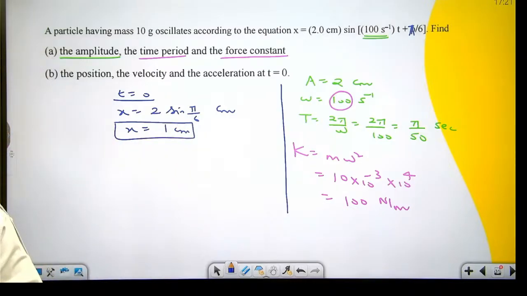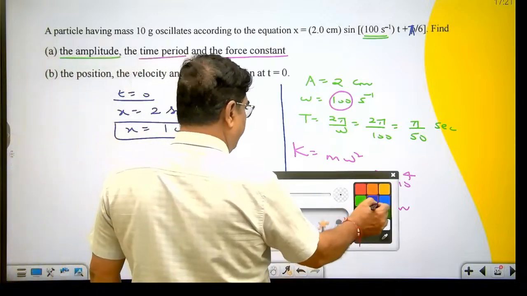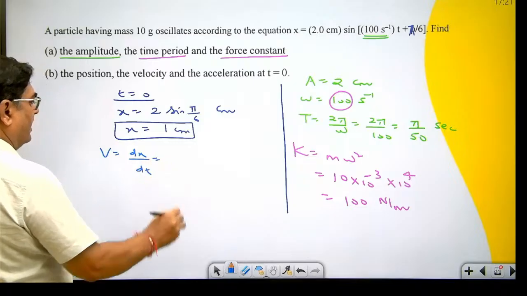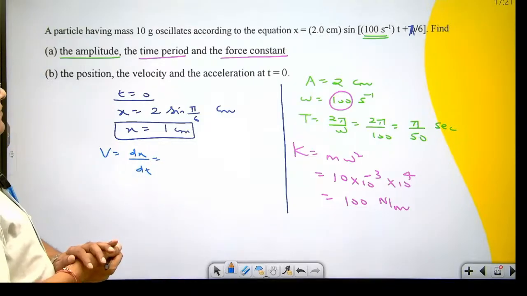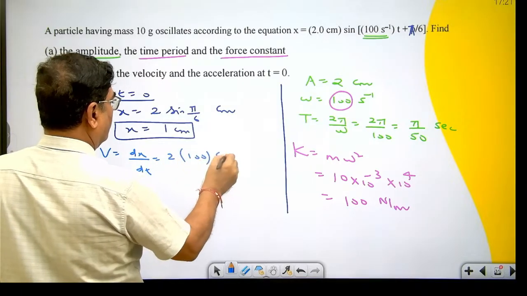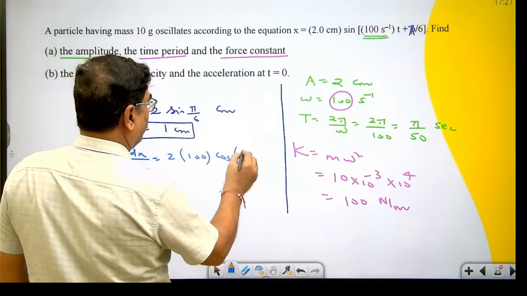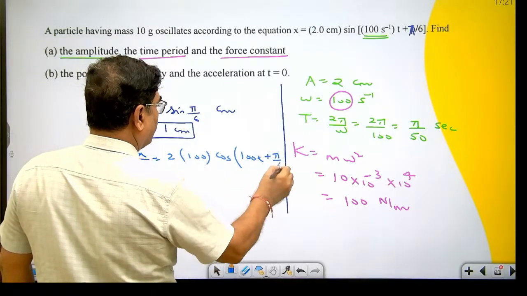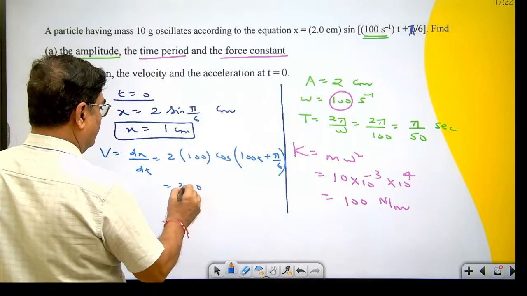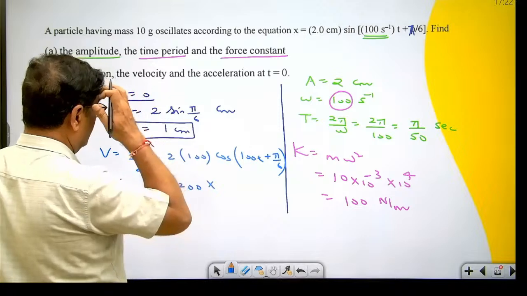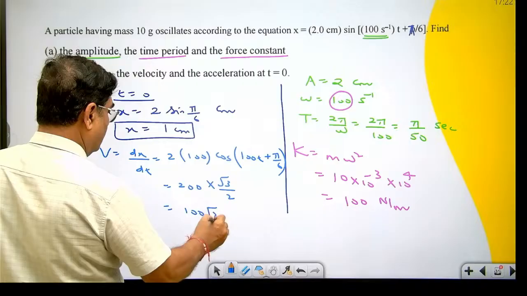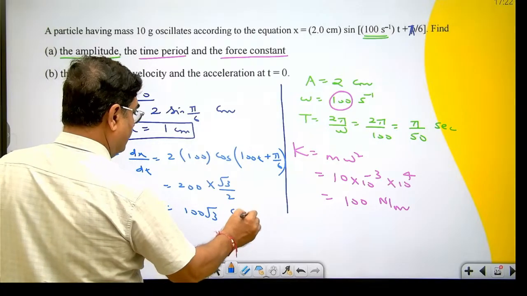And now velocity. Differentiate the equation of the position. V equal to dx upon dt. After differentiating the equation of position, we are getting 200 cos 100t plus pi by 6. At t equal to 0, this will become cos pi by 6. This is 200. Cos pi by 6 means cos 30 degree. Cos 30 degree means root 3 upon 2. This is 100 root 3. Unit will be centimeter per second.